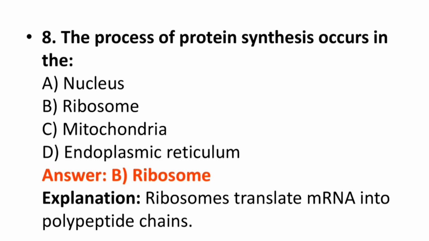The process of protein synthesis occurs in option A nucleus, option B ribosome, option C mitochondria, option D endoplasmic reticulum. The correct answer is option B ribosome. Ribosomes translate mRNA into polypeptide chains.